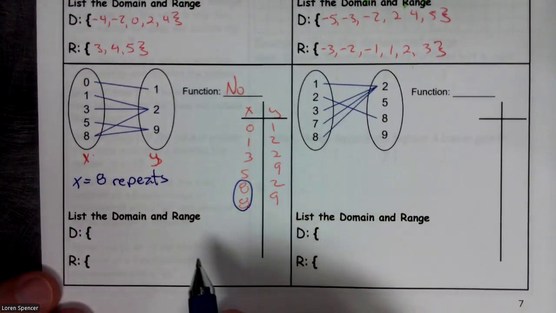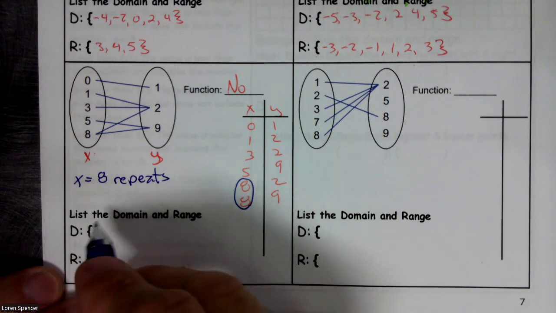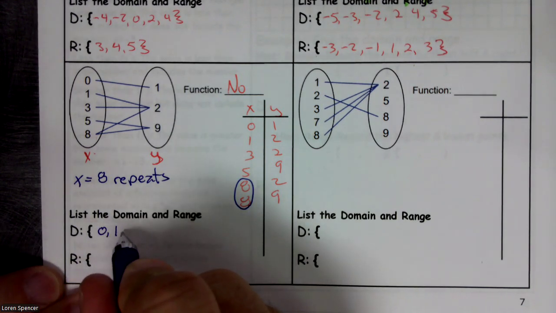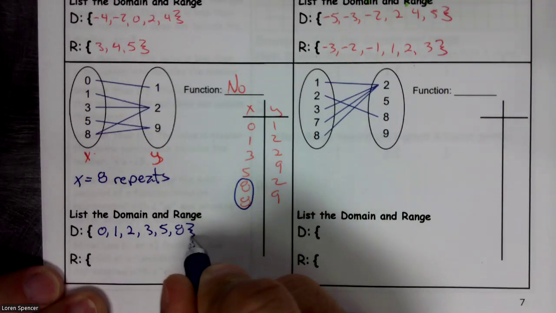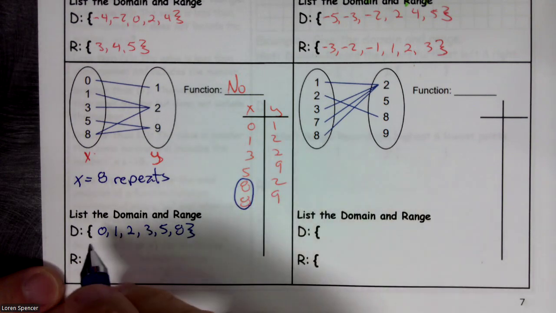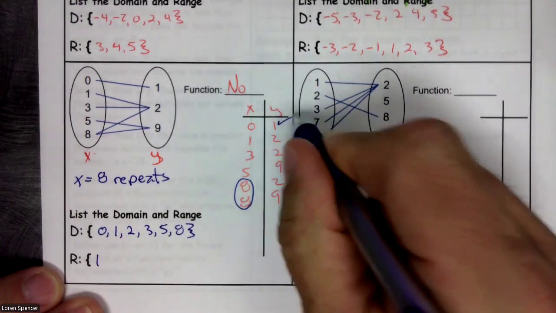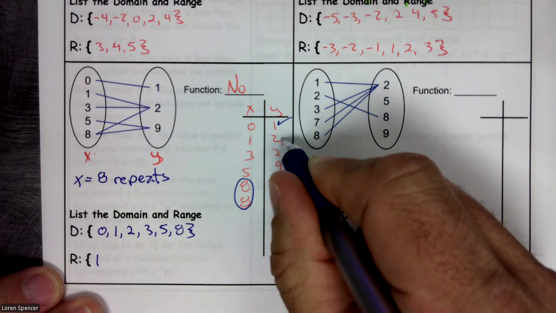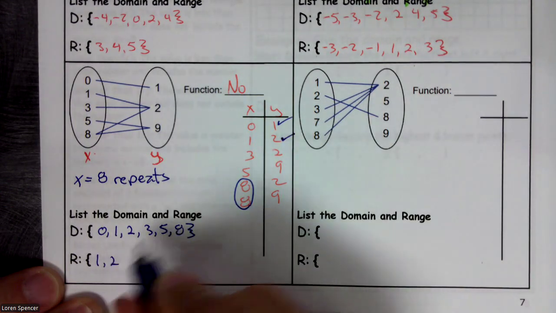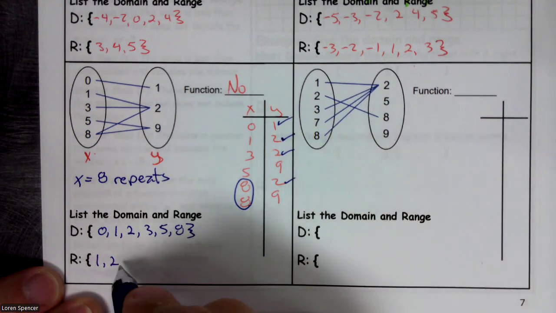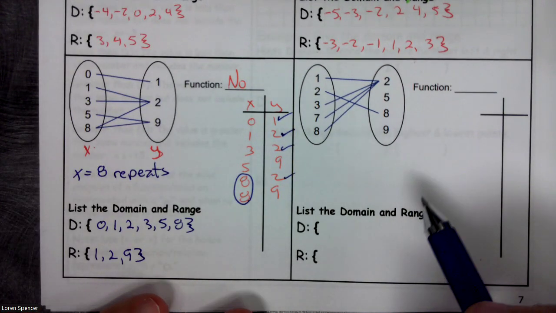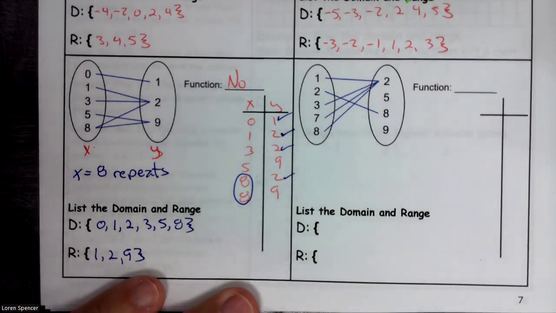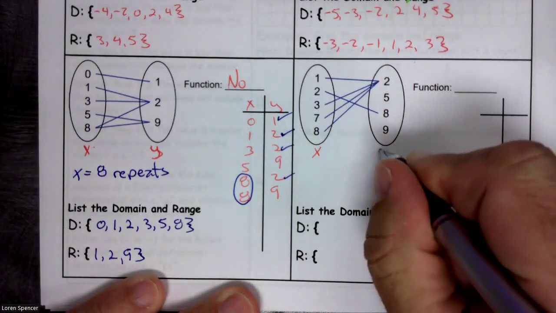All right, it's asking for our domain: 0, 1, 2, 3, 5, 8. Always ordered least to greatest. And then our range: 1, that's our smallest. Then we have 2, and it looks like we have a couple of those. We check those off. And then we have 9. Again, we don't record repeats. So 1, 2, 9.